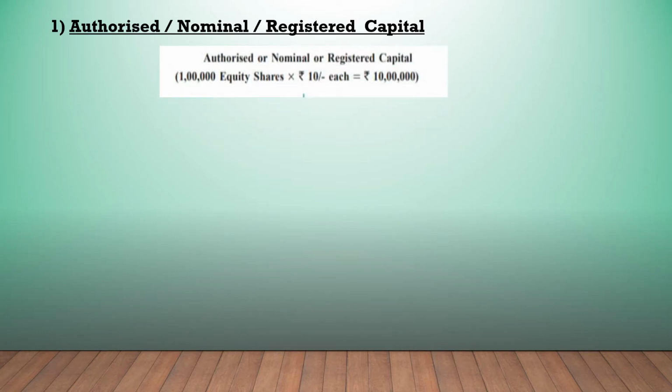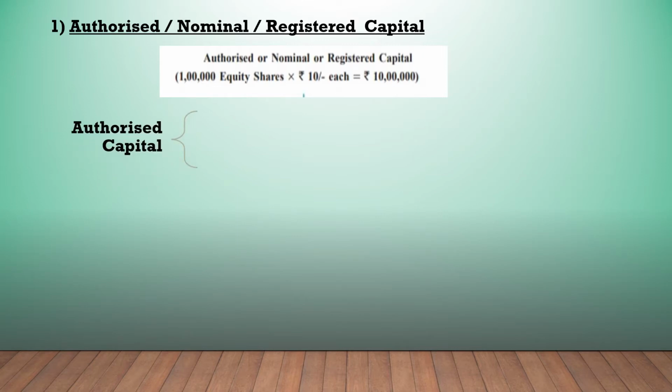Let us assume there is a company named ABC Company Limited, which has an authorized capital of rupees 10 lakh. Now, this capital is divided into 1 lakh equity shares, wherein the face value of each equity share is rupees 10. Thus, when we multiply the number of shares with its face value, we arrive at rupees 10 lakh as authorized capital. Now, we further need to understand why it is called by 3 different names. So, let us understand the same.